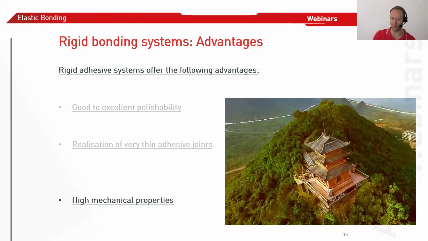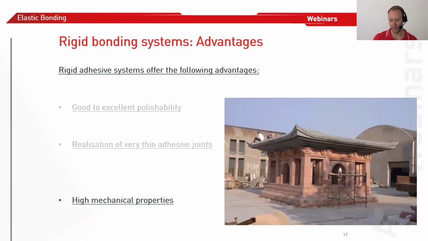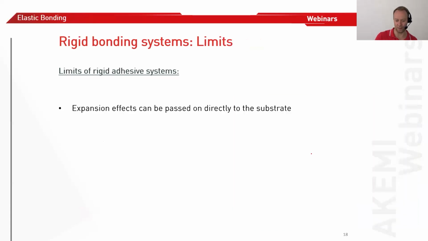Another example, I think I showed it before in one of our webinars, is this temple here in Vietnam. This pagoda is made only of stone. It's a red granite and a gray granite, and it's only glued together with epoxy systems. There's no screw, there's no anchor, nothing. All these stones, all these shingles are glued on top of the granite, everything is glued together. And here you need very, very high mechanical properties. So these are the advantages of standard rigid bonding systems.